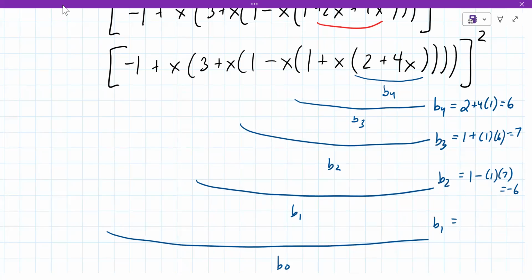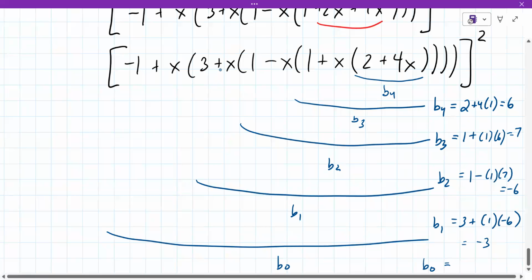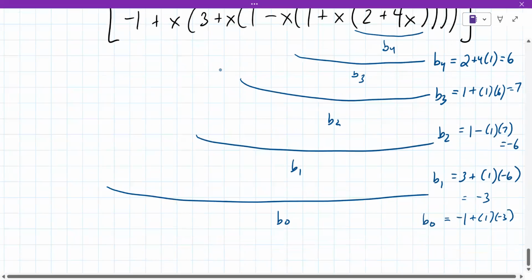Your B1, you're back to this 3, so it's 3 plus 1 times -6, which is -3. And then your B0 is -1 plus 1 times -3, which ends up being -4.